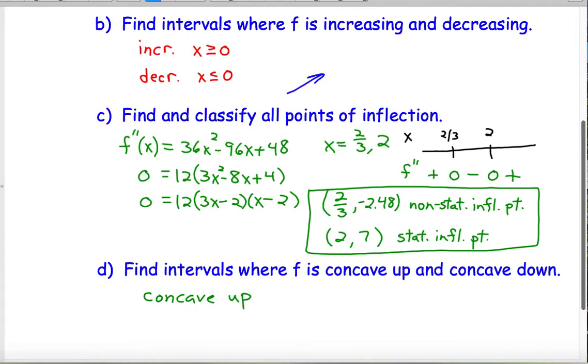And that would be when x is less than or equal to 2/3, and also when x is greater than or equal to 2. And then it's concave down in between those two, so when x is between 2/3 and 2. And that's it. Like I say, the mathematics is not very difficult. Putting it all together and understanding the connections between the three functions, f, f prime, and f double prime, is important.